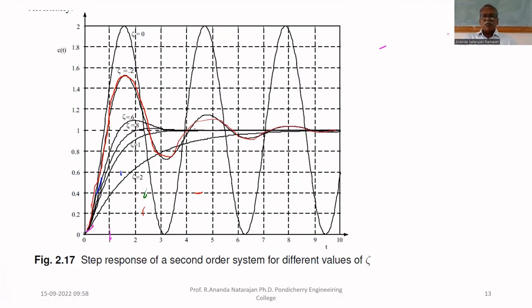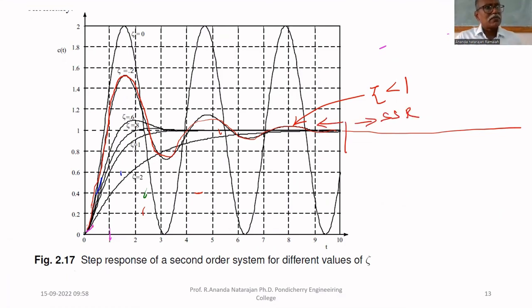So this response is when zeta is less than 1. After some time it will settle. It will oscillate, and after some time it will be like this. After this it is the steady state response. Before that, it is called the transient response. The transient part depends upon zeta.